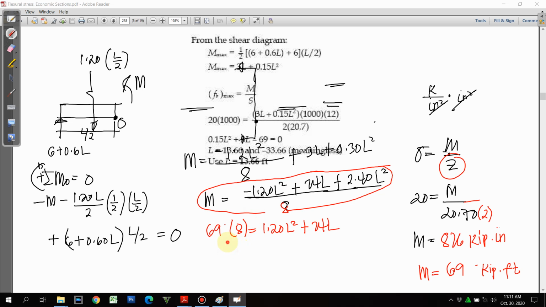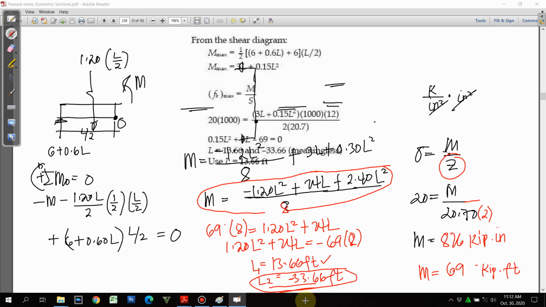And then rearranging terms, we have negative 69 times... So therefore, we can compute now the L. And L would have two roots. First, your root here is neglected. And hence, L1 here is adopted as our required length in order for this beam to carry the loading given, within our allowable limit for flexural stress. So that's it for this problem.